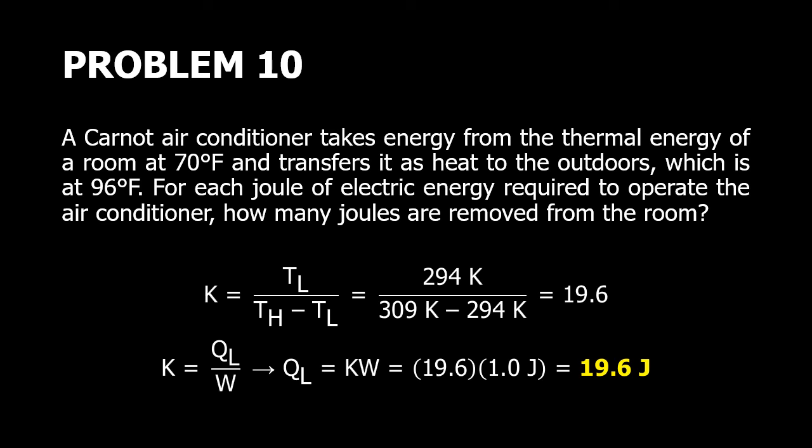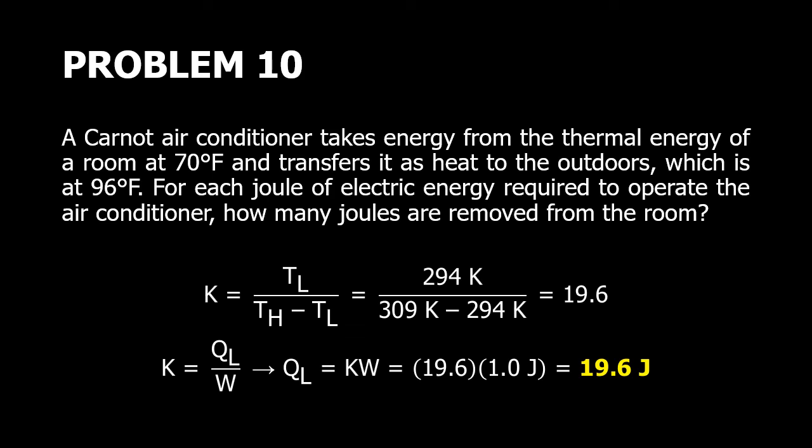So the coefficient of performance K is equal to the low temperature over the high temperature minus the low temperature. We have a low temperature of 70 degrees Fahrenheit and a high temperature of 96 degrees Fahrenheit. You convert them into Kelvin, that's equal to 294 Kelvin for 70 degrees Fahrenheit and 309 Kelvin for 96 degrees Fahrenheit. So you solve, that is equal to 19.6, and it is unitless.